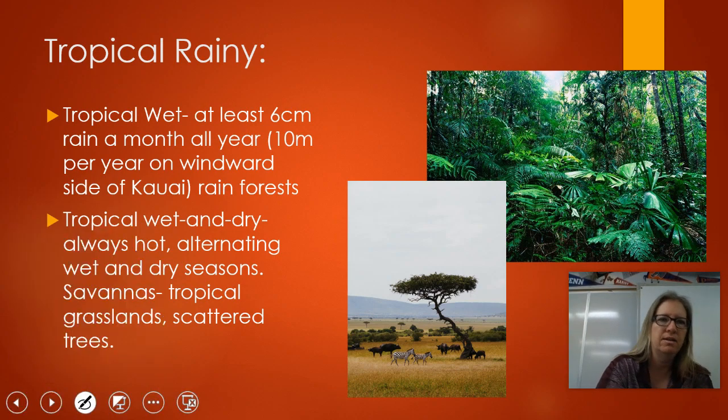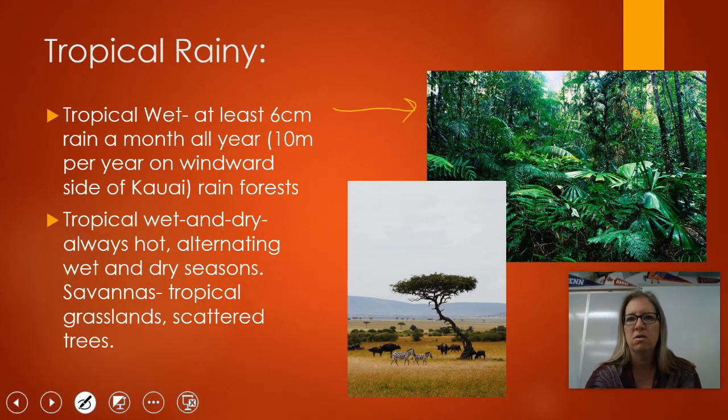So what we've got is the tropical wet up here, and that's basically the rainforest, okay? They get at least 6 centimeters of rain per month all year long. There is no dry season, okay? The only rainforest we have in the United States is actually on the windward side of the island of Kauai, okay? We have some wet areas in the United States, but that's the only technical rainforest.